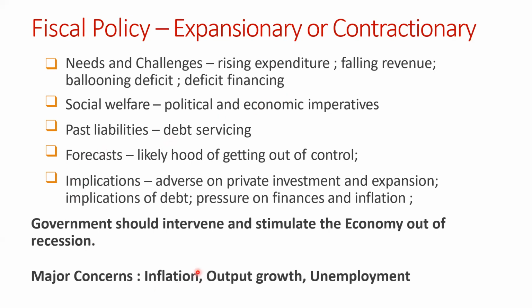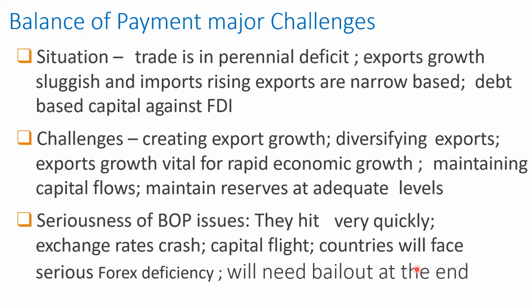Now, in a recession, what are the main concerns? Inflation would be a major concern. That means we can see very high inflation. We are talking about more than 70%, 60% inflation in our country. Then output growth is very low. Our production, everything is very low. Then unemployment is also increasing. Those are the main concerns during the recession. Then the other main thing is we are having major balance of payment challenges during the recession.